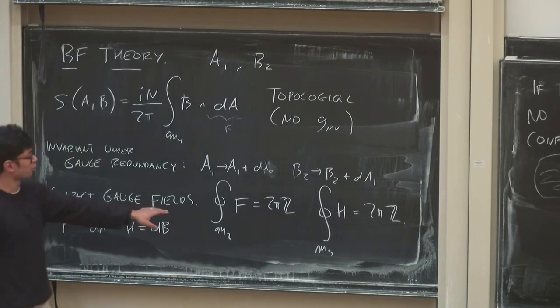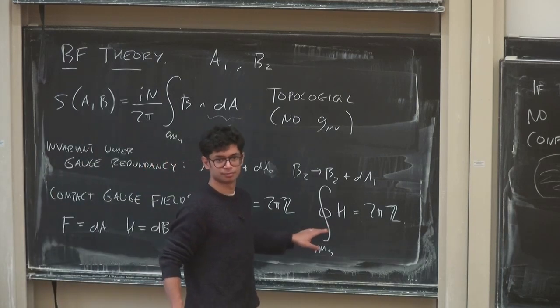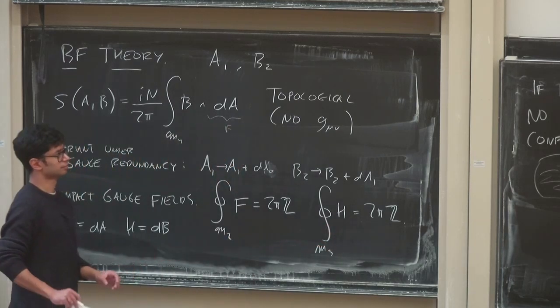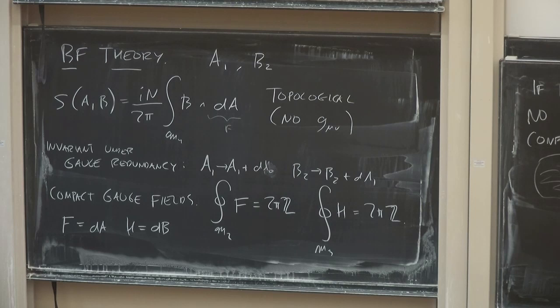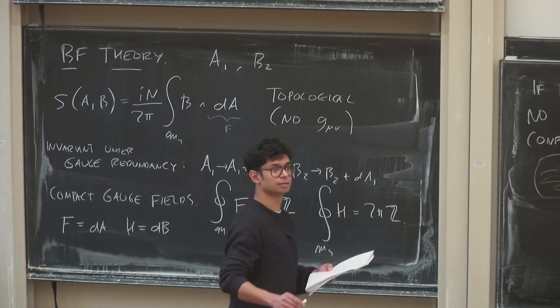You can view this as a normalization of the fields A and B. All right. Before I go on to say what this means, are there any questions about this theory before I go on to do something with it?